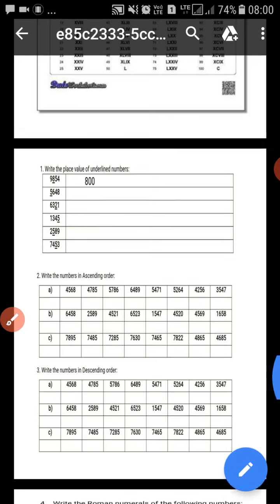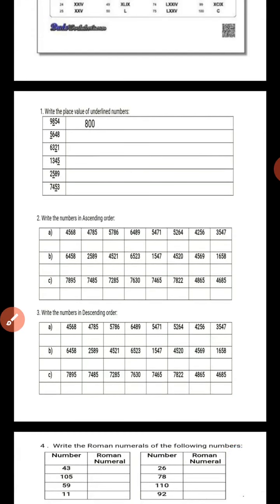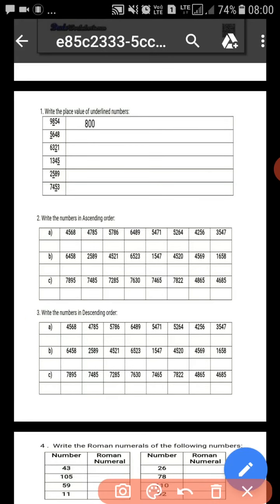Then next is write the numbers in descending order. In descending order, numbers are arranged from greatest to smallest. First we will write the greatest number, then the second greatest number, then the third greatest number, and so on. Last we will write the smallest number. Okay, so again we will see the first digit of these numbers: 4, 5, 6 and 3. So what is the biggest digit? It is 6. So firstly we will write this number.